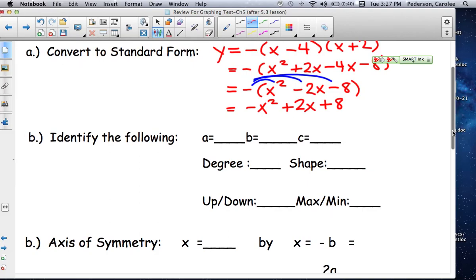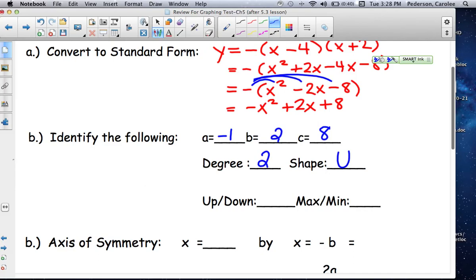Now let's go ahead and identify the a, b, and c from this equation. So just like the last example, the a is the leading coefficient in front of the x squared. The b is the coefficient for the x term, and then the c is the constant. The degree is the same. It's an x squared, so the degree is 2, and the shape is a U.